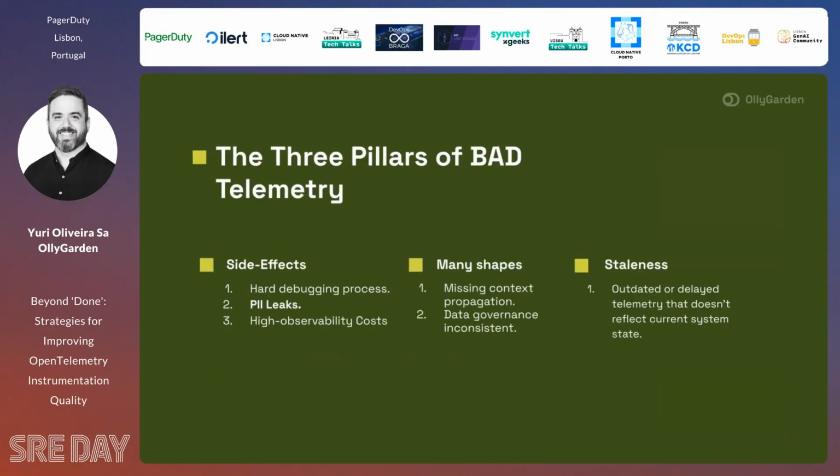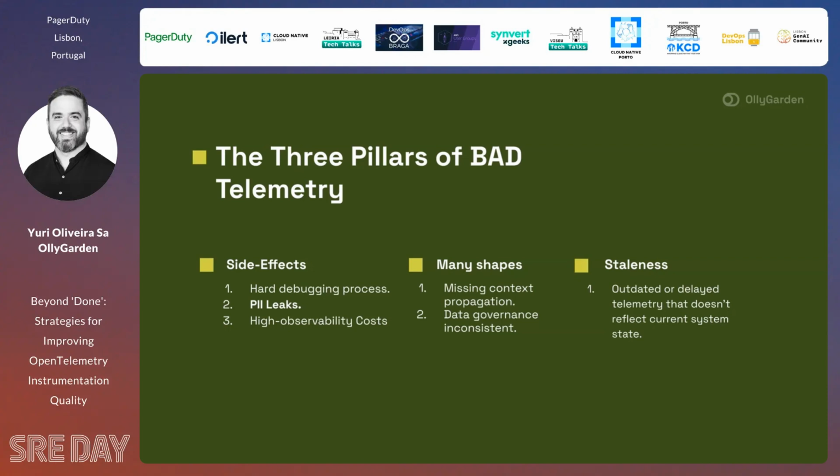Probably, again, you have heard about the three pillars of observability: traces, metrics, and logs. But what are the three pillars of bad telemetry? Basically, the side effects, the shapes, and the staleness. The side effects: if you have bad telemetry, you can produce PII leakage. If you have bad telemetry, you are running into overcost. If you have bad shapes of your telemetry data, you can also miss context propagation. Because if you have traces, why are you forgetting to propagate the context? Doesn't make sense.